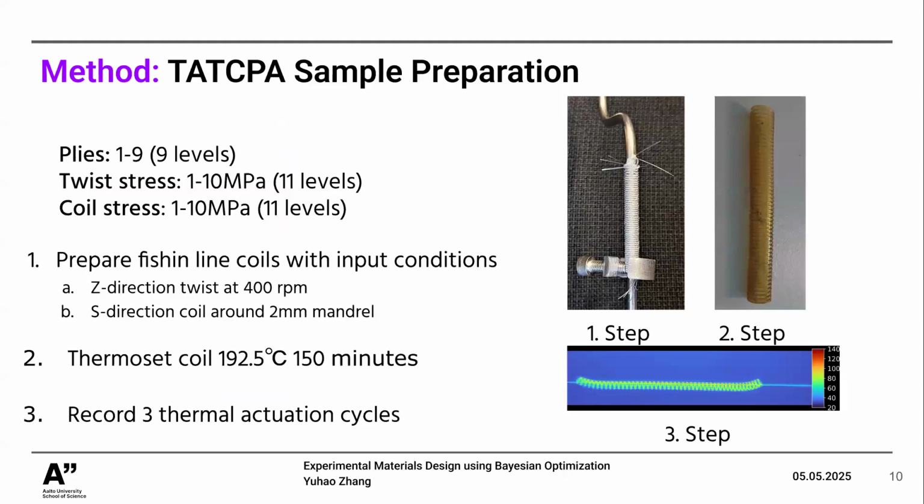On the experimental side, I collaborated with experimentalists who synthesize and characterize the samples. Our variables are the number of plies, which go from 1 to 9, and for obvious reasons, these are discretized, so they do not take continuous values. You have 1, 2, 3, 4, 5, 6, 7, 8, 9. And for practical reasons, the twist and coiling stresses were also discretized to range from 1 to 10 megapascals at 11 equally spaced values, because it was impractical to have very fine decimal control over the weights that they used.